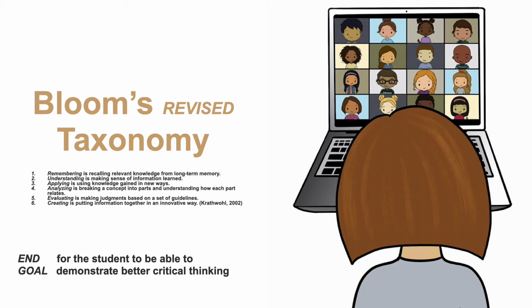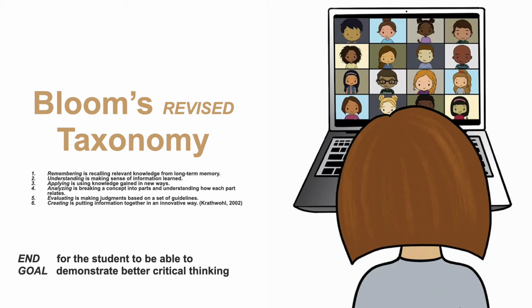Something that my article went over and that I'm going to go over in this slide today is Bloom's revised taxonomy. And that goes as follows. Number 1, remembering is recalling relevant knowledge from long-term memory. Number 2, understanding is making sense of information learned. Number 3, applying is using knowledge gained in new ways.